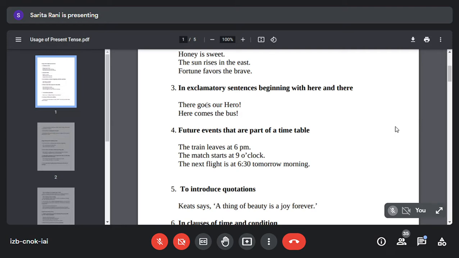Now what are the sentences? There goes our hero. Here comes the bus. Such kind of sentences. There you go again. You can write like, there you go again. Here he does it perfectly. Here he does it again perfectly. Now emotion would be there, and you have to follow the structure called subject plus V1. Subject here is what? Here and there you have to consider as a subject.